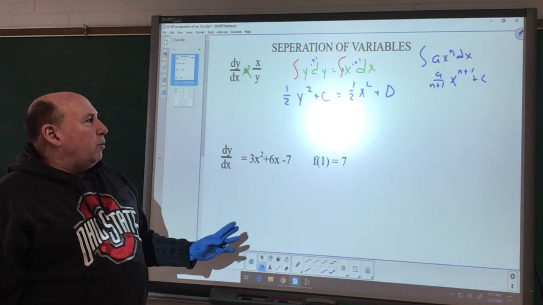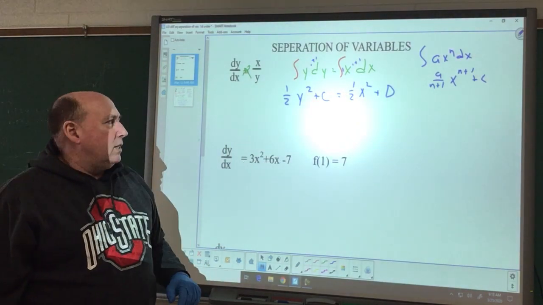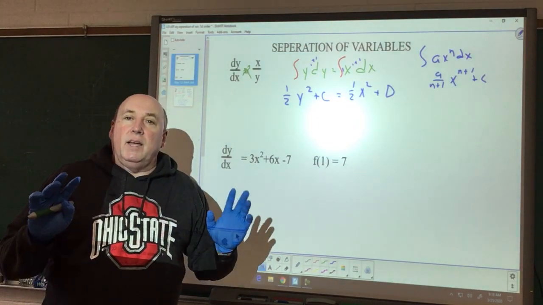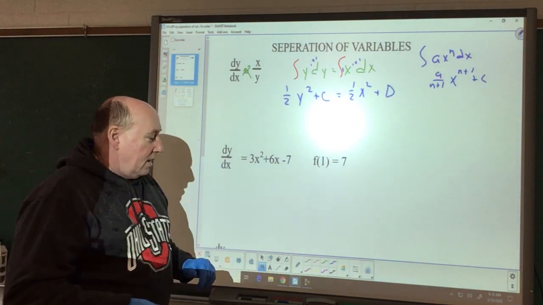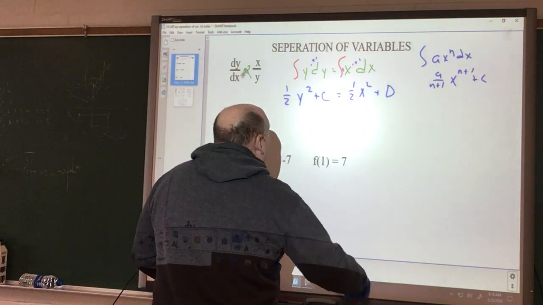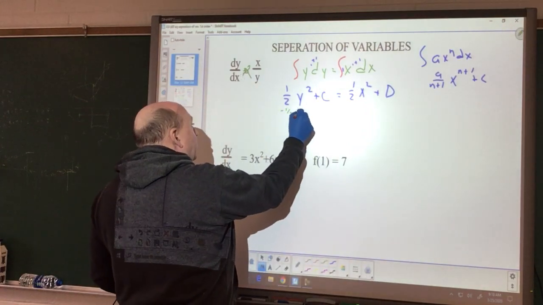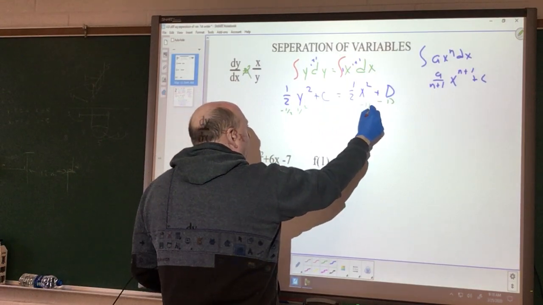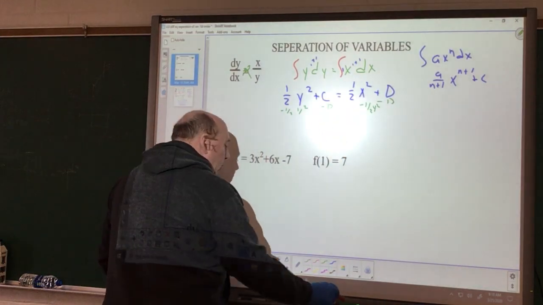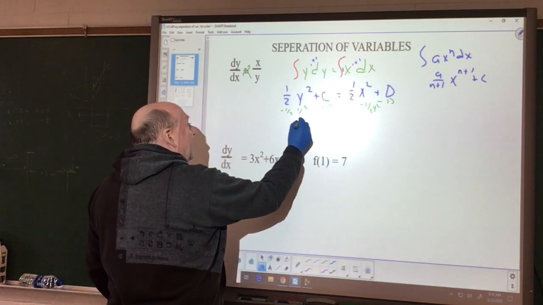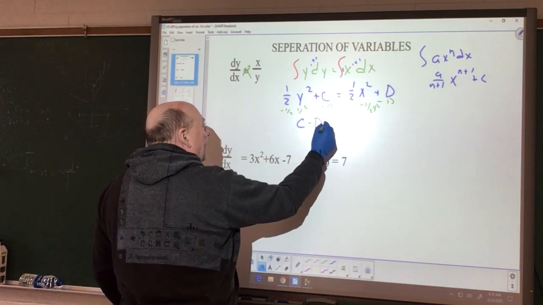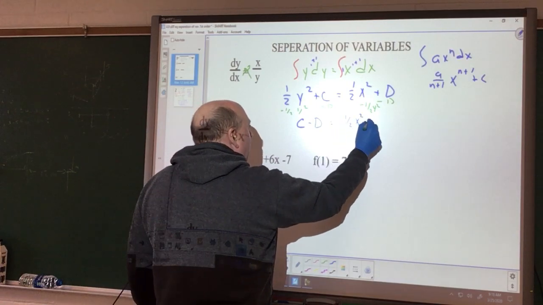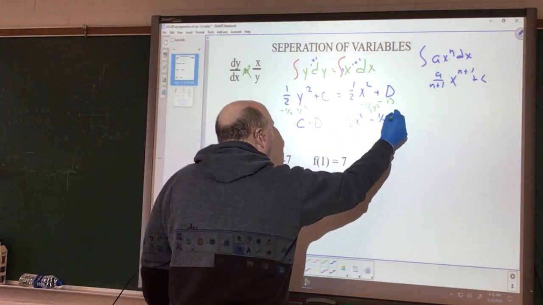So what we are left with, if I get all my variables on one side and all the constants on the other, remember that's the idea of a conic section, I'm going to subtract 1/2 y squared and subtract d. So we're left with c minus d is equal to 1/2 x squared minus 1/2 y squared.